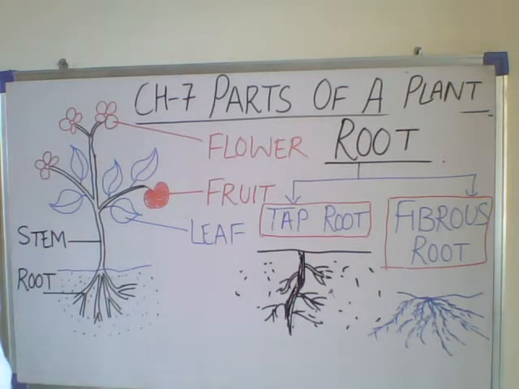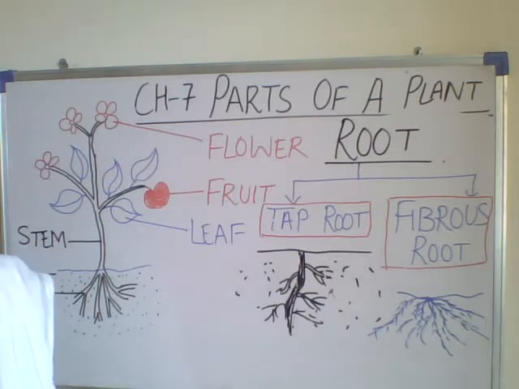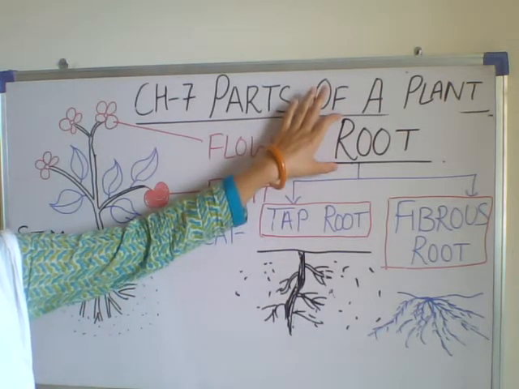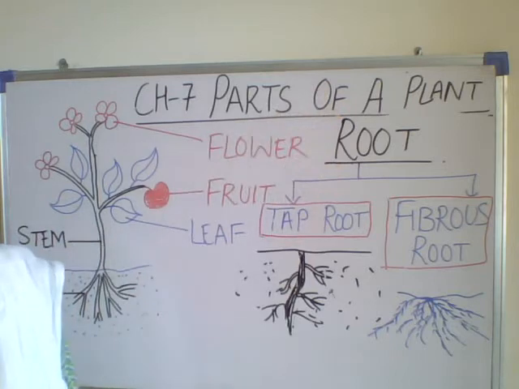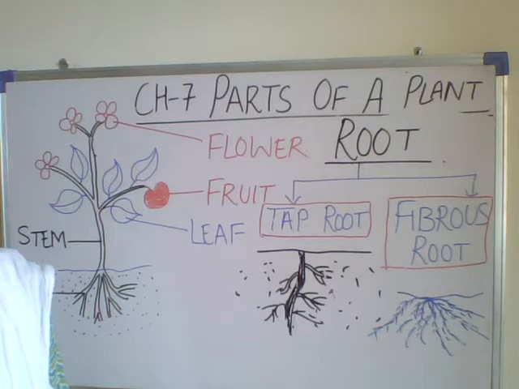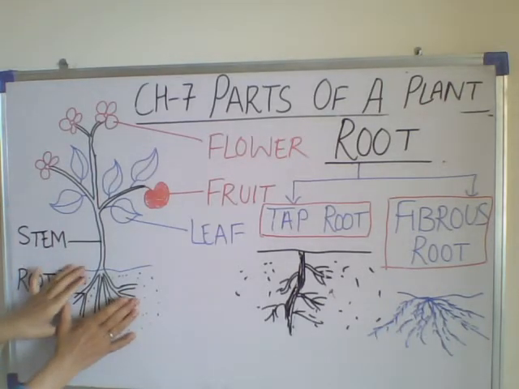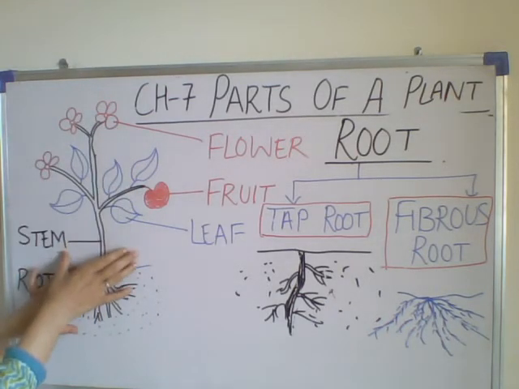Now next we will be studying about the functions of root. What are the functions of the root? The first one is roots fix the plants firmly in the soil. They prevent the plant from falling down. Like this is the root, so with the help of this root, this plant is standing upright.